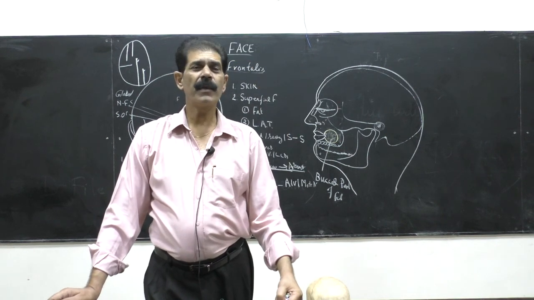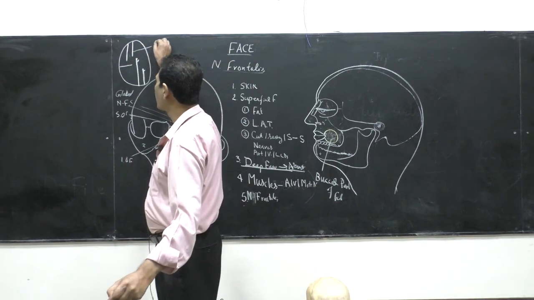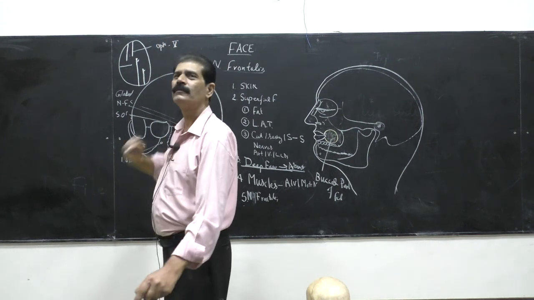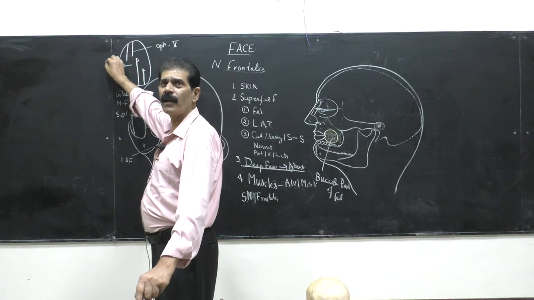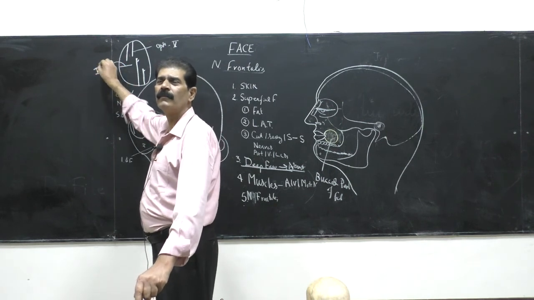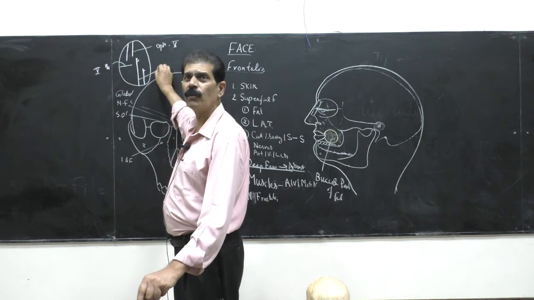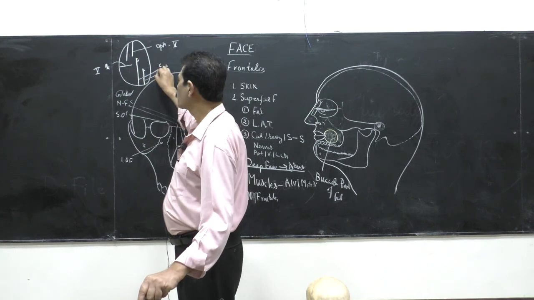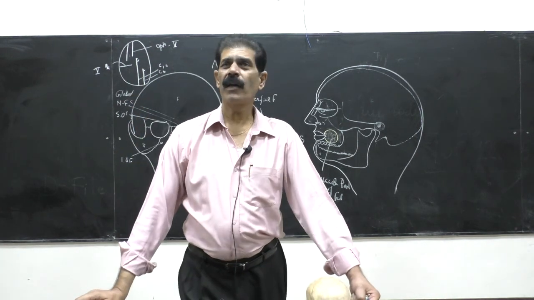So these are branches coming from cranial nerves. For example, supratrochlear and supraorbital are branches of the ophthalmic division of the trigeminal. Auriculotemporal nerve is a branch of the mandibular division of the trigeminal nerve. And the greater occipital nerve comes from the spinal cord. What is the root value of the greater occipital nerve? C1 and C2. And what is the root value of the lesser occipital? C3. So you should know the root values also. They are very, very important.